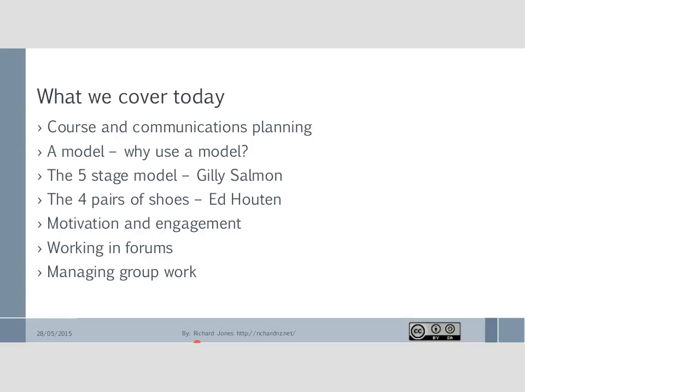So you may or may not have seen Gilly Salmon's 5-stage model. It's pretty well known. It's a useful model because it's a good scaffold, if you like, and particularly for people who are starting out, I think it's pretty effective. We just have a look at the different things that you need to do. The 4 pairs of shoes, the 4 different roles in facilitation online, and then a little bit about maintaining motivation, perhaps.